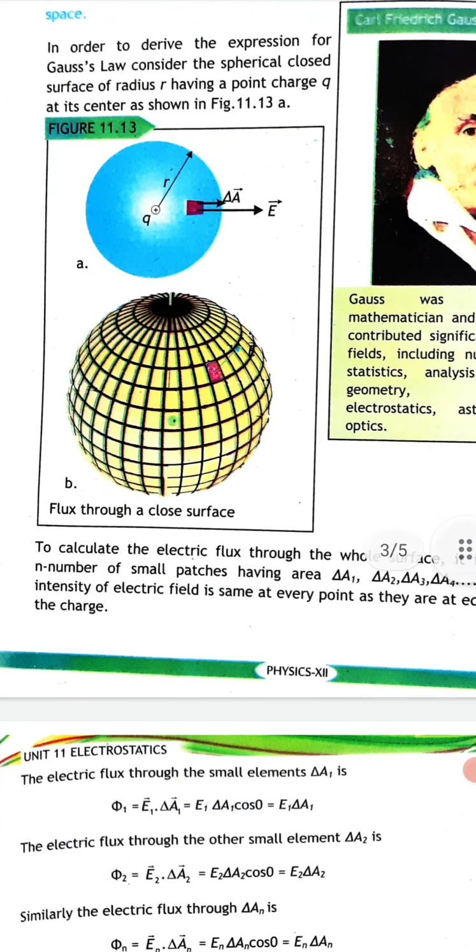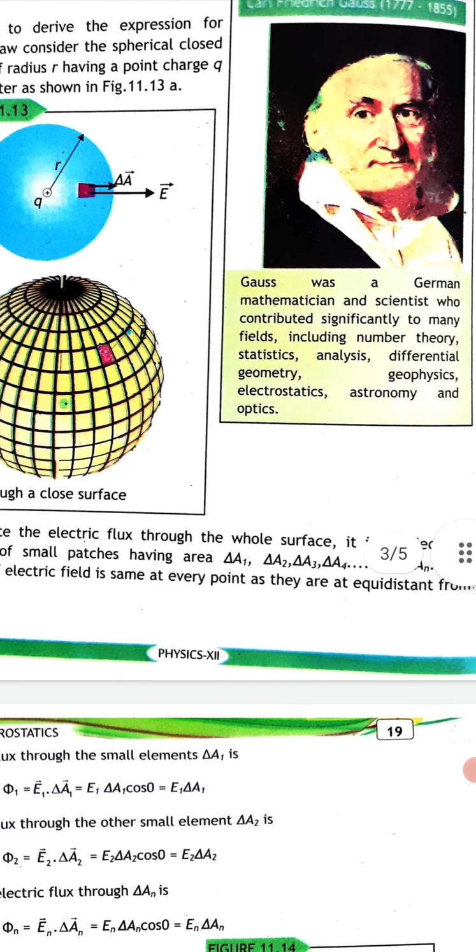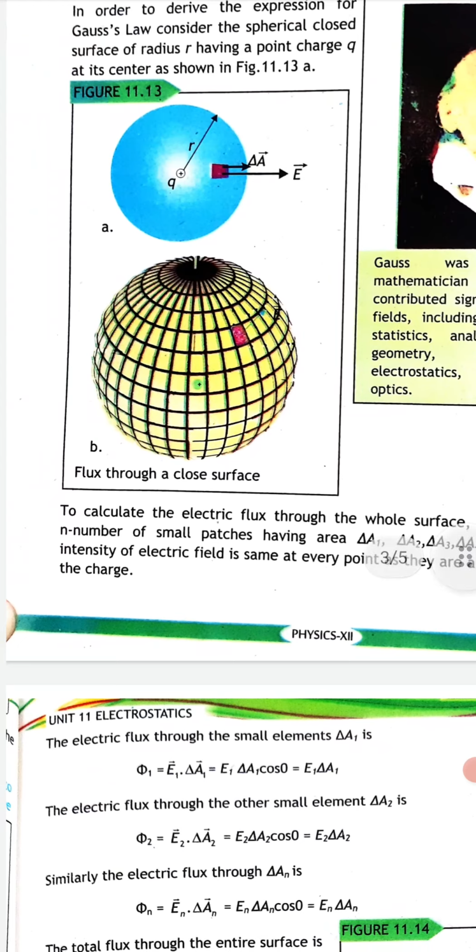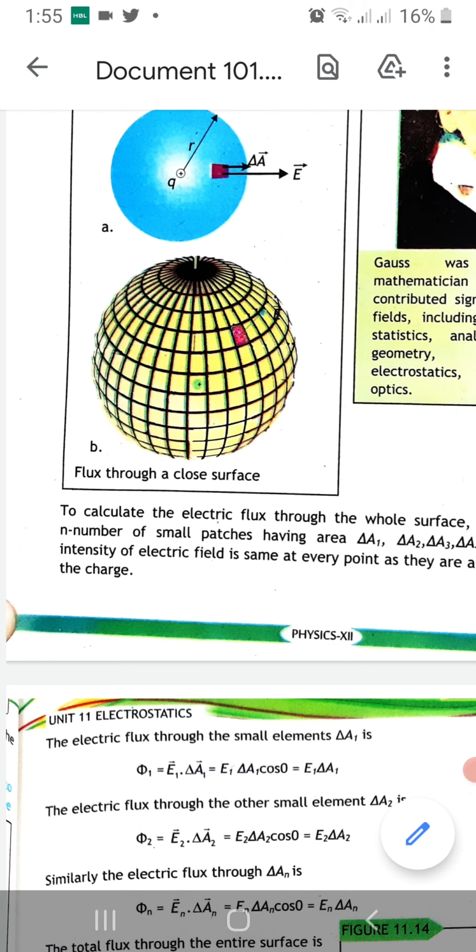Okay. So here we have to find the electric flux through the small element delta A1, which is phi 1, equal to E dot delta A1, which is equal to E1 delta A1 cos theta. Look at the figure. In this figure, the electric field and the vector area are in the same direction. So theta is 0. Therefore, cos 0 is 1.